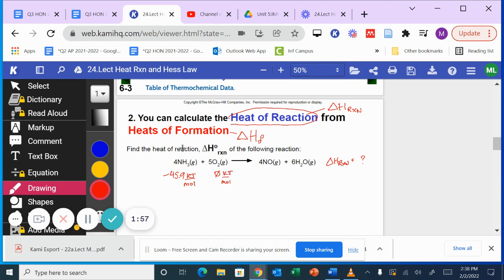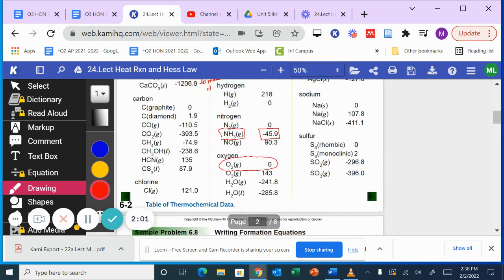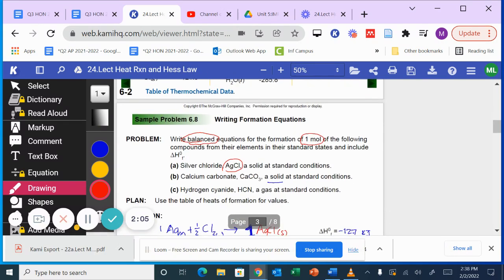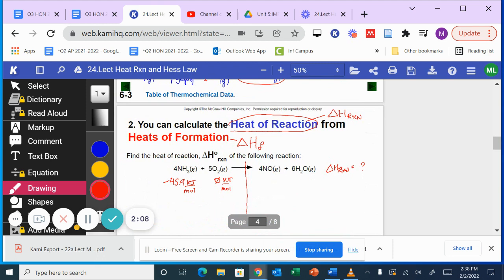I'm going to draw a line here. How about NO gas? So I look here. How much energy did it take to form NO gas? It took 90.3 kilojoules per mole. How about water gas?